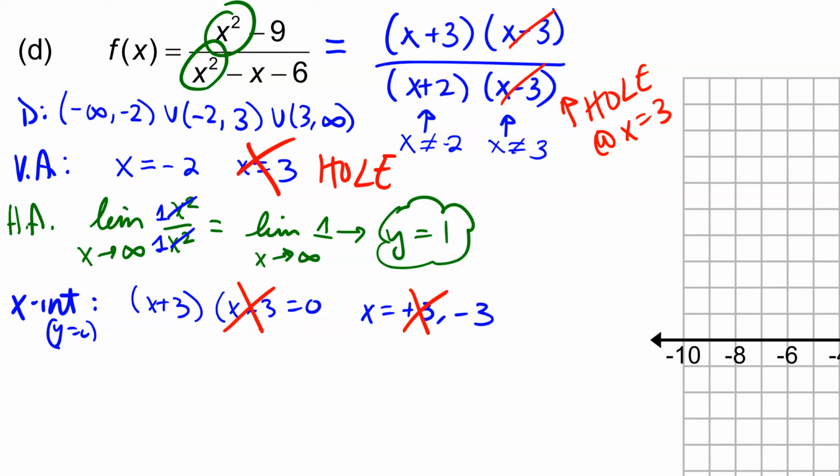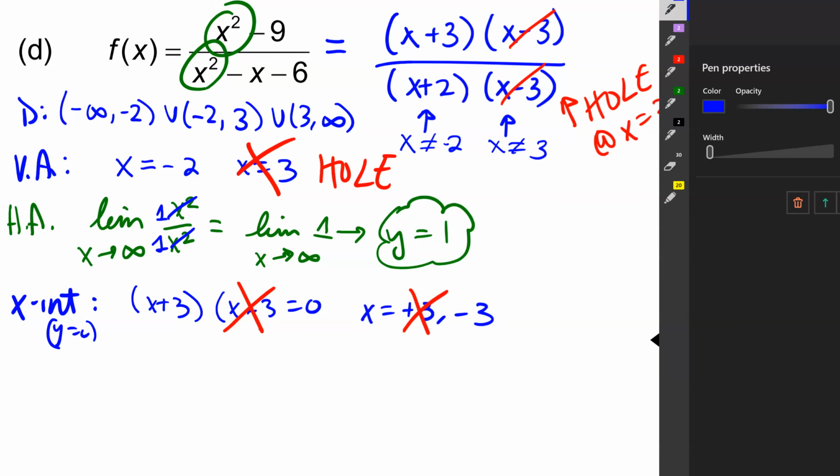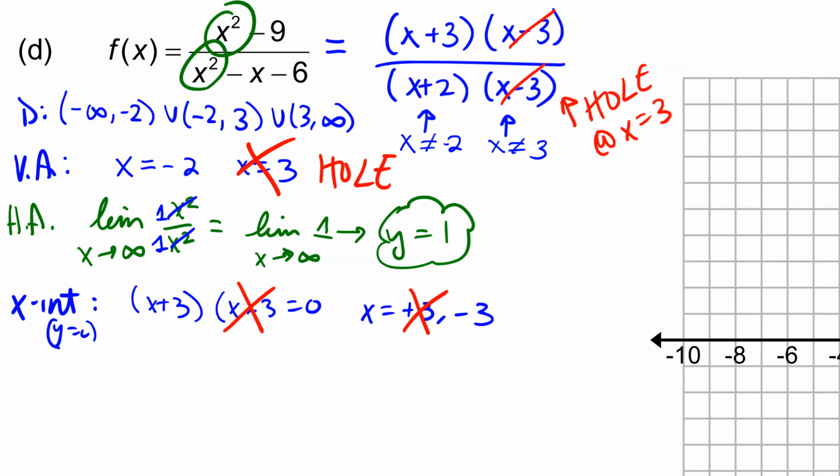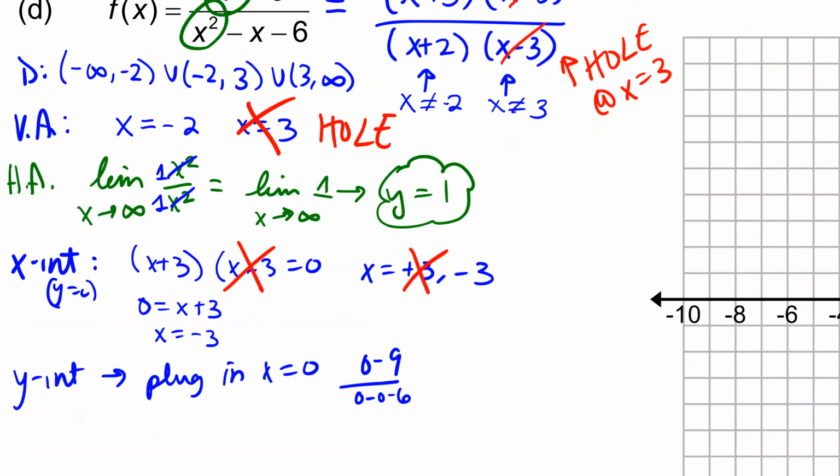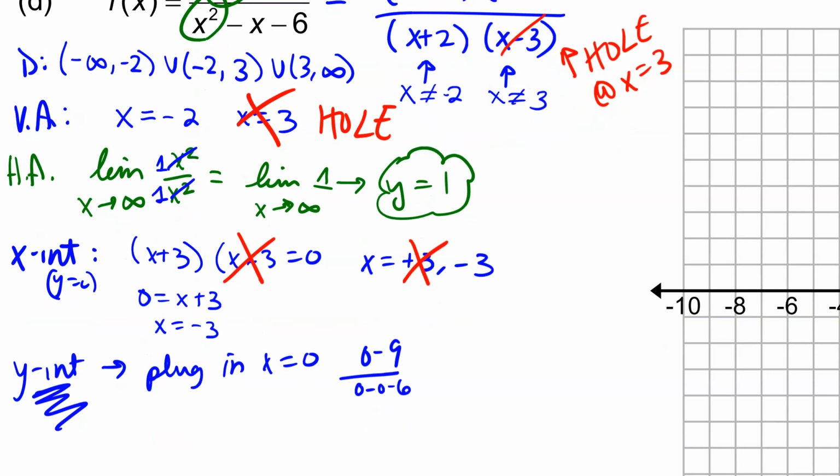If you set x plus 3 equal to 0, you get negative 3. Would that mean y equals 0? Well, wait. No, x-intercept is when y equals 0. Do you not set the whole equation? Didn't you plug in 0? No, because the y-intercept is when you plug in x equals 0. But when you plug in x equals 0, then you get negative 9 over negative 6. Yeah, but that's for the y-intercept. The y-intercept's when x equals 0. The x-intercept's when y equals 0.